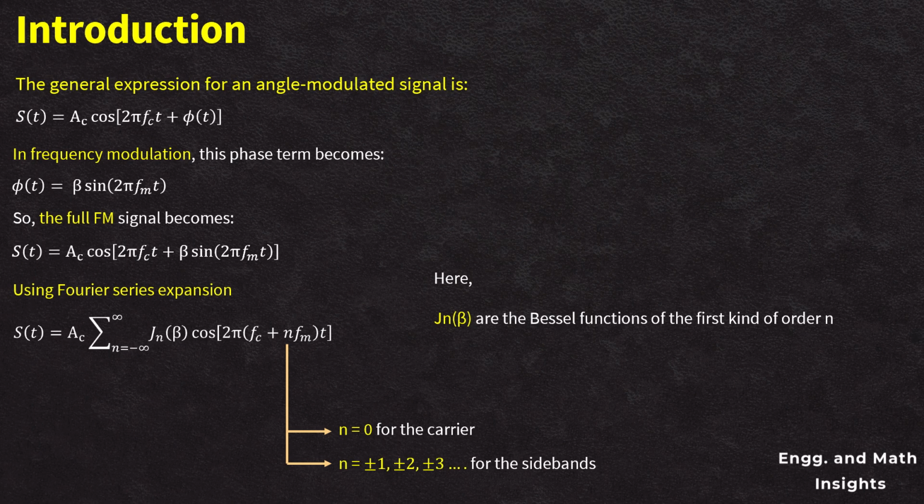And also the modulation index β is defined as β = Δf / fm, where Δf is the peak frequency deviation and fm is the modulating signal frequency.